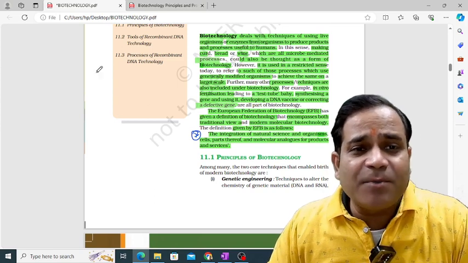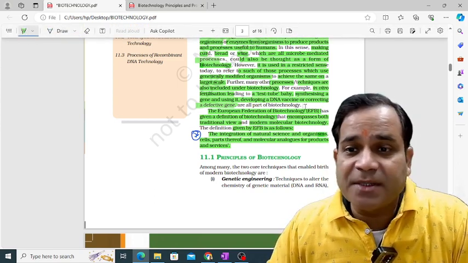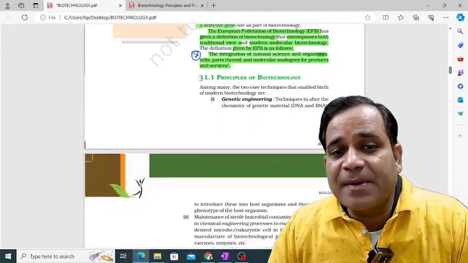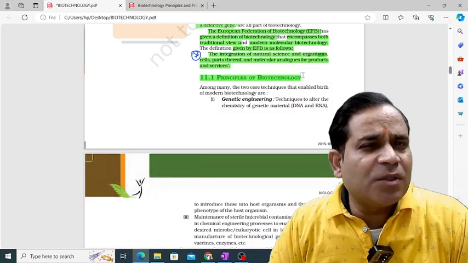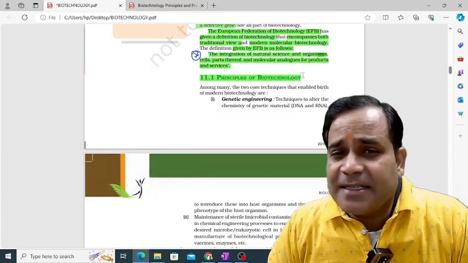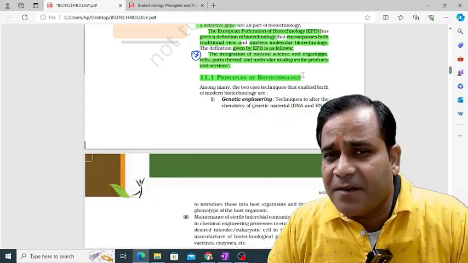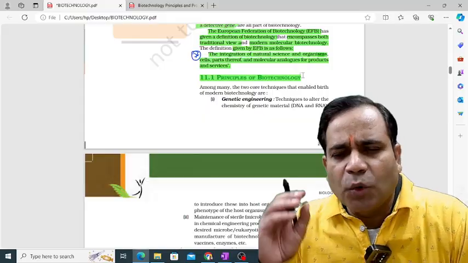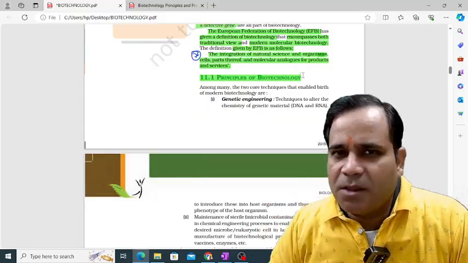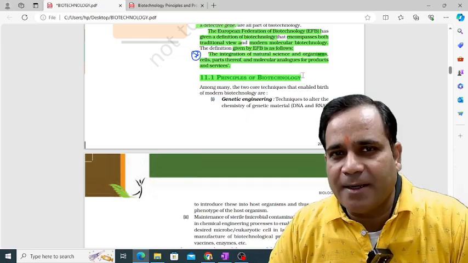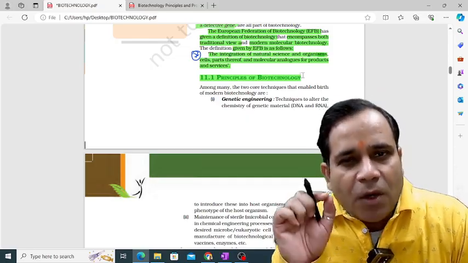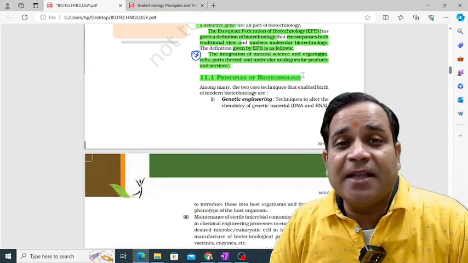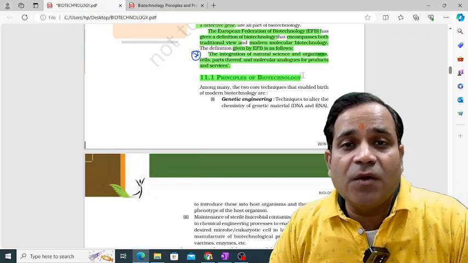Now the thing that is important to understand here is the principles of biotechnology. Let's see one by one what is given in NCERT. You know, my dear, NCERT lines are very, very important. You go through line by line, word by word, then one day you achieve your goal, my dear. If you do not go through NCERT line by line or word by word, then you can't achieve your goal, my dear.